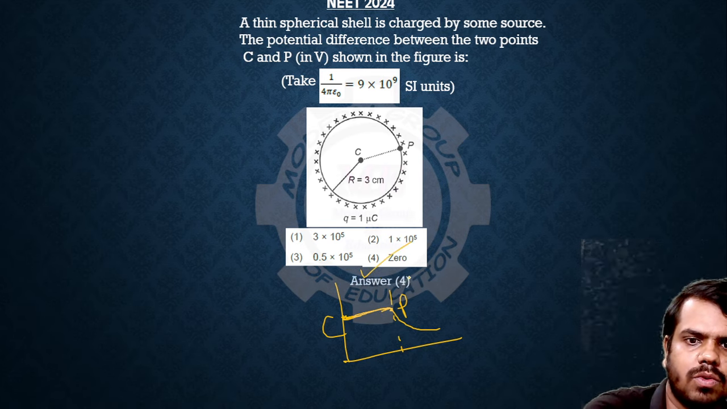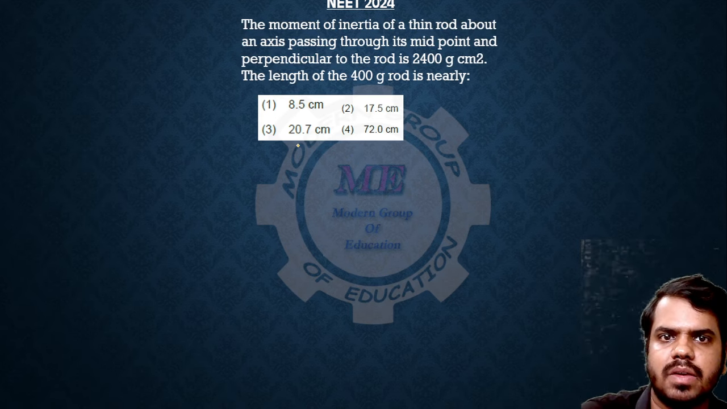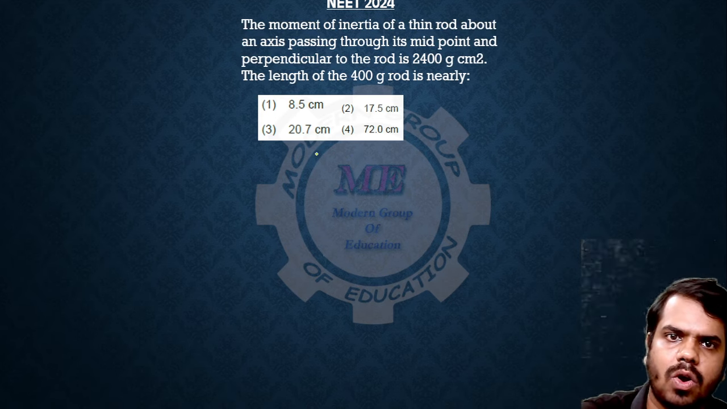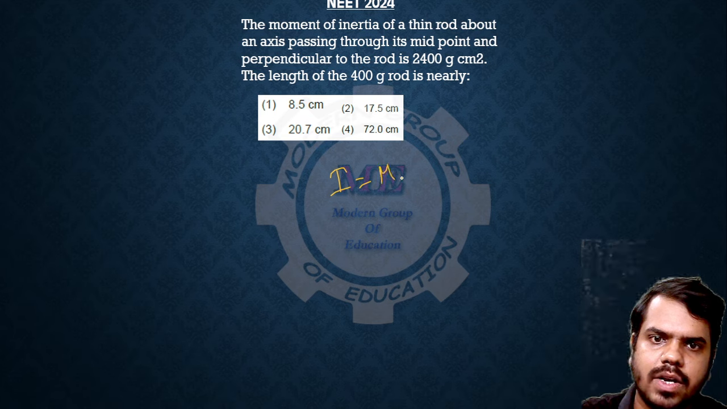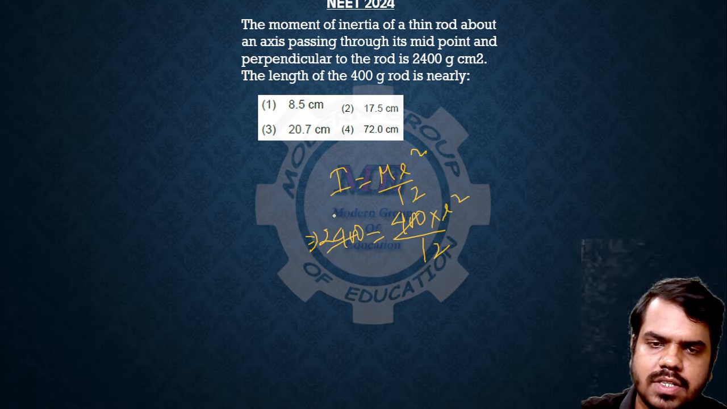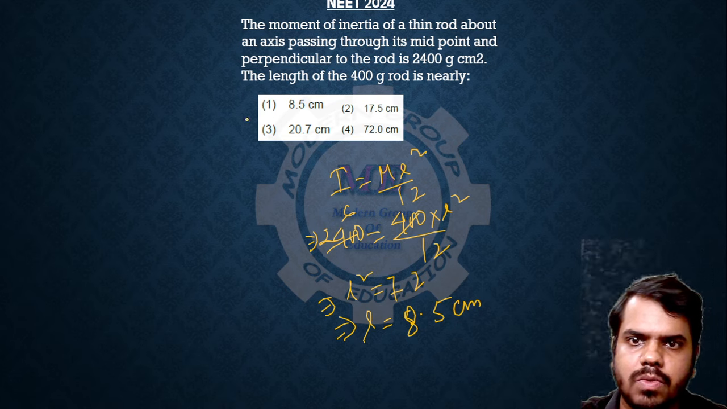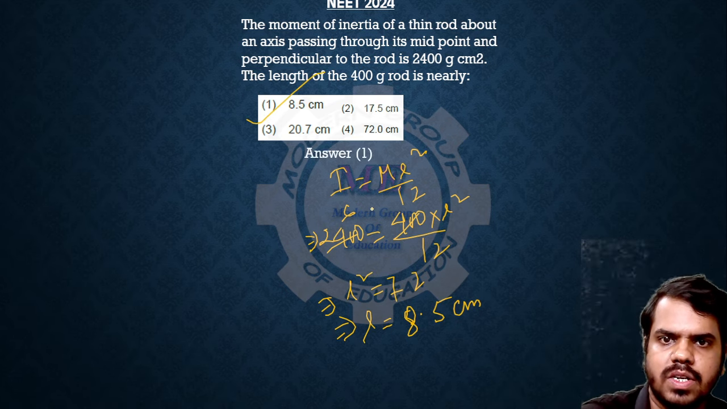Okay, option 4. The moment of inertia of a thin rod about an axis passing through its midpoint and perpendicular to the rod is I equal to ML square by 12. Here I is given 2400, M is 400, so L square by 12, 4 and 2000 get cancelled out to 6, so L square will be 72, so L will be 8.5 something, 8.5 centimeter, option 1. Okay, answer option 1 is correct.